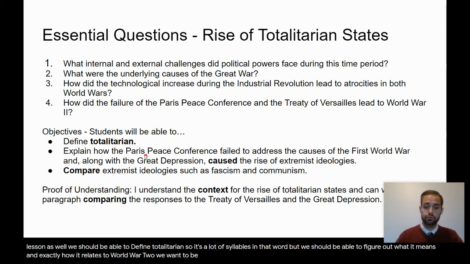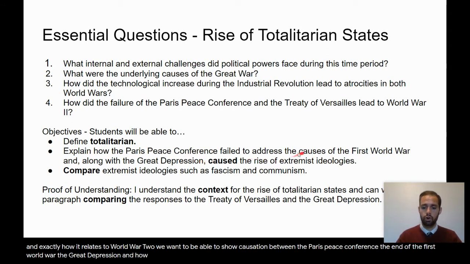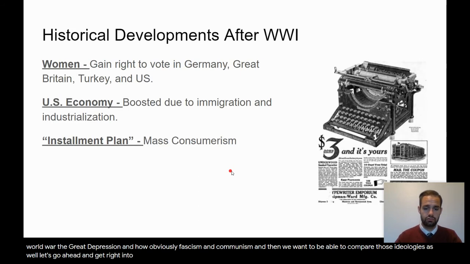We want to be able to show causation between the Paris Peace Conference, the end of the First World War, the Great Depression, and how all of those caused extremist ideologies like fascism and communism. And then we want to be able to compare those ideologies as well. Let's go ahead and get right into the lecture.